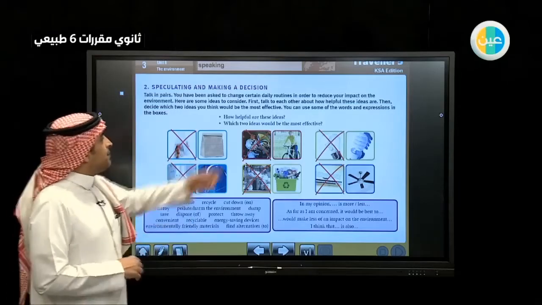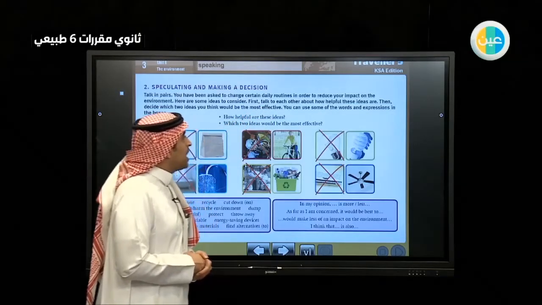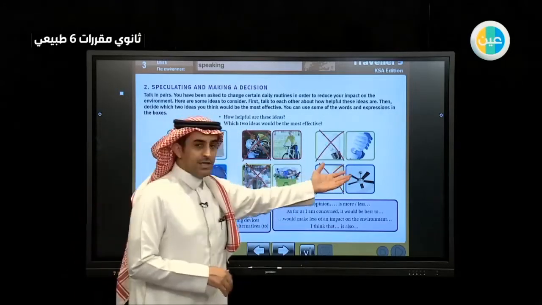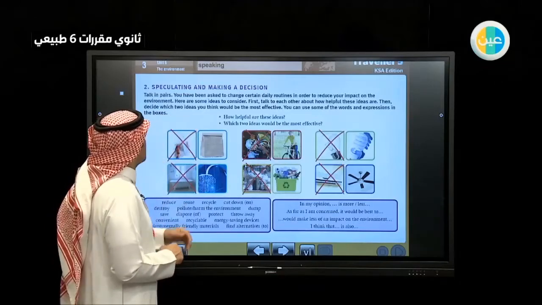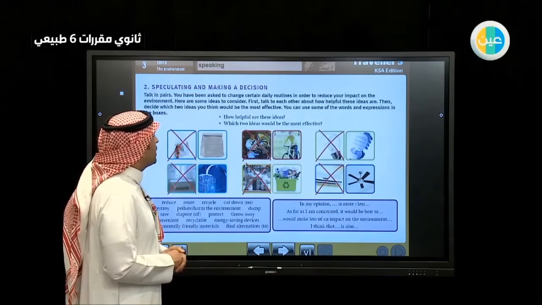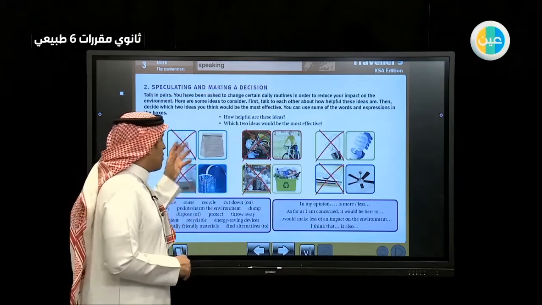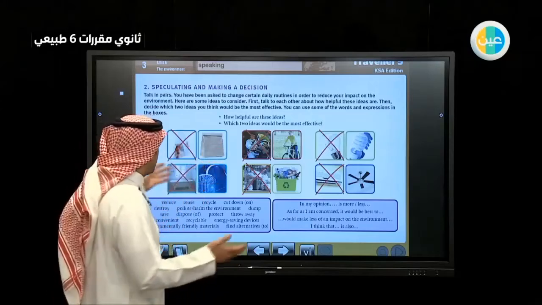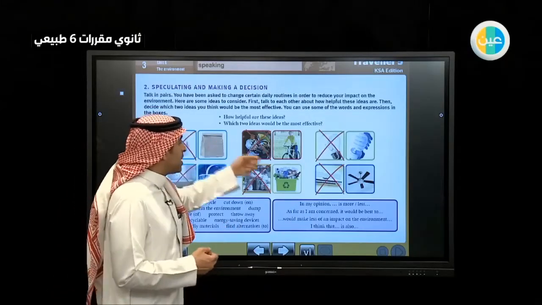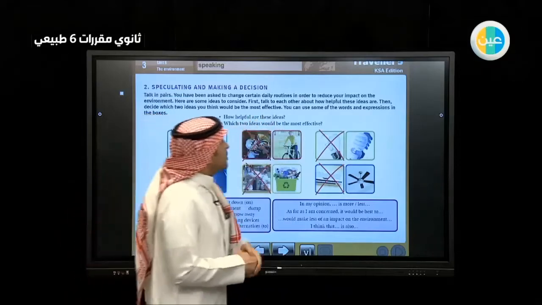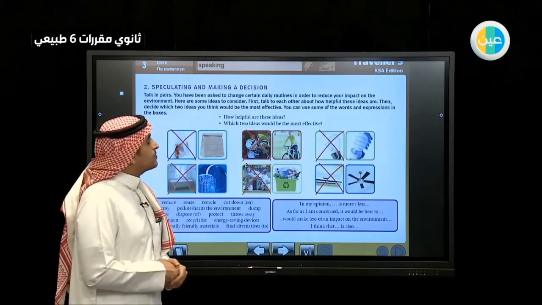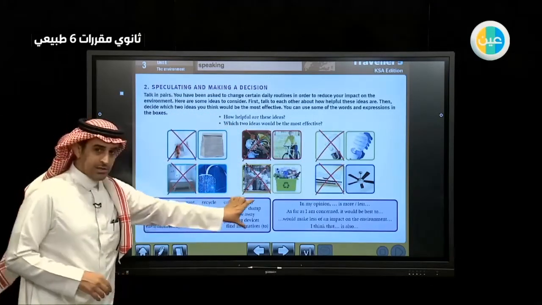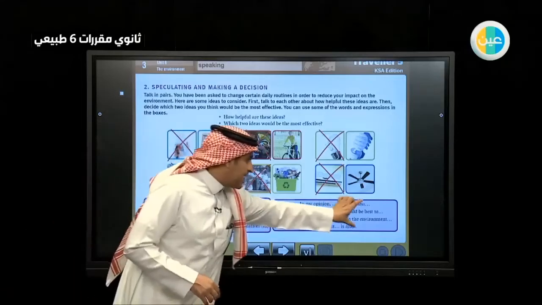First, talk to each other about how helpful these ideas are. Tell me how helpful these ideas are, okay? Then decide which two ideas you think would be the most effective. What are the two ideas you think? Maybe, for example, water or trash or anything of them. You can use some of the words and expressions in the box. These are the words in the box and these are the expressions in the box.